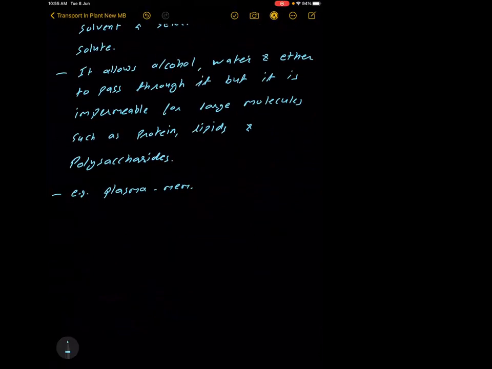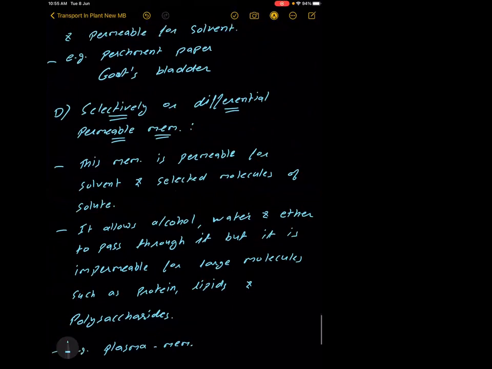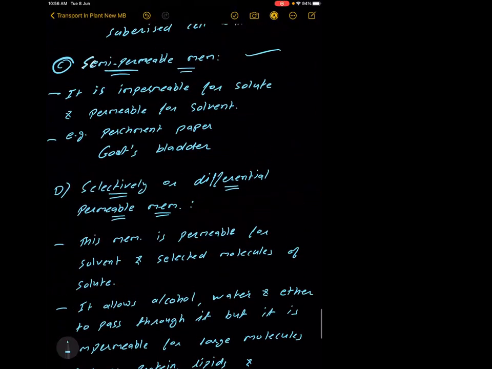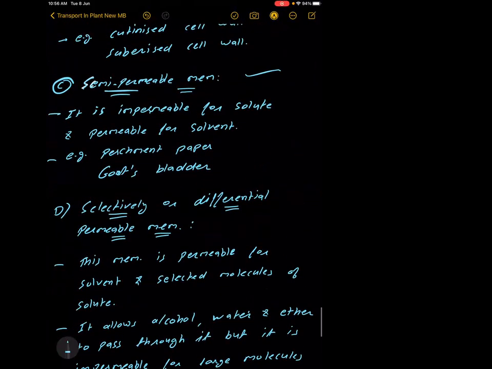Sir, can you show the semi-permeable membrane? Yes, sir. So these are different types of membranes on the basis of their permeability.